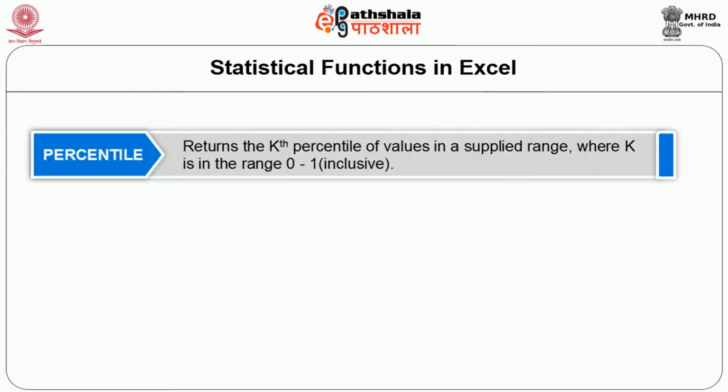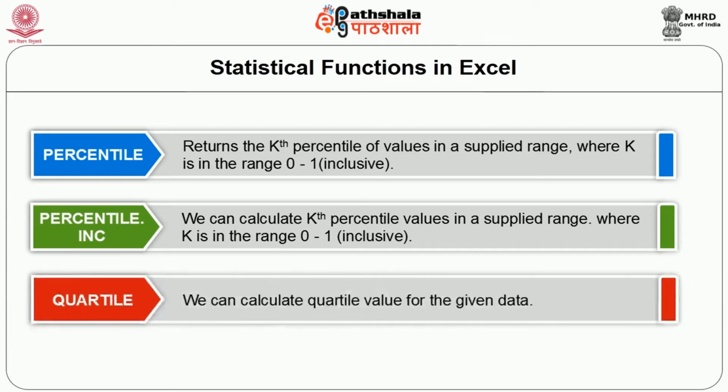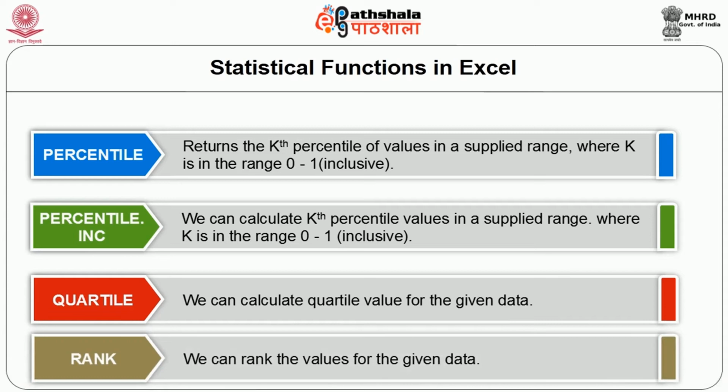Percentile. Returns the kth percentile of values in a supplied range where k is in the range of 0 to 1. PERCENTILE.INC. We can calculate kth percentile values in a supplied range where k is in the range of 0 to 1. Quartile. We can calculate the quartile value for the given data. Rank. We can rank the values for the given data.